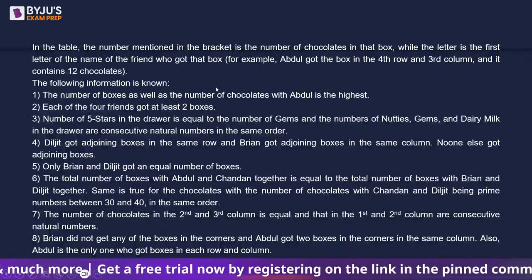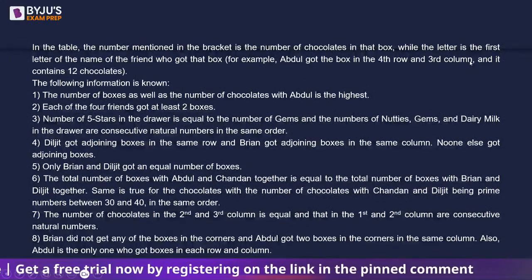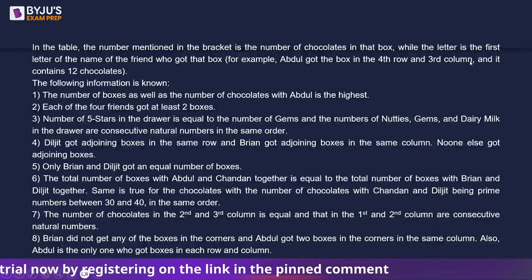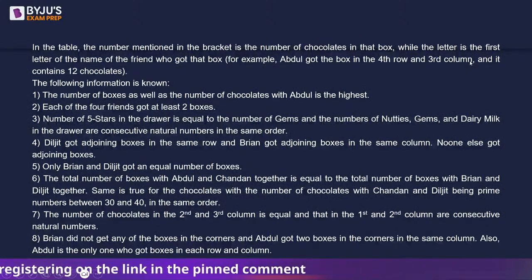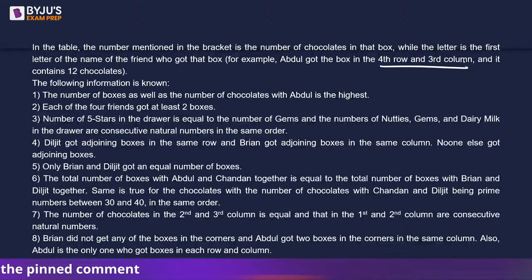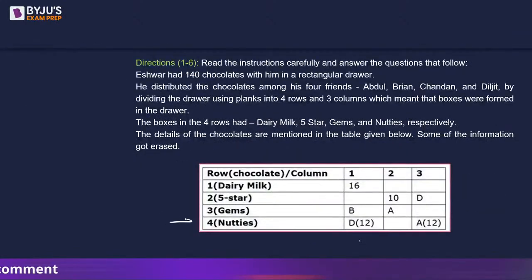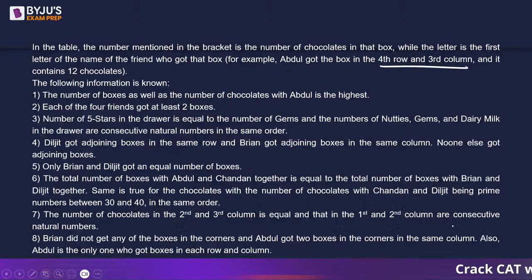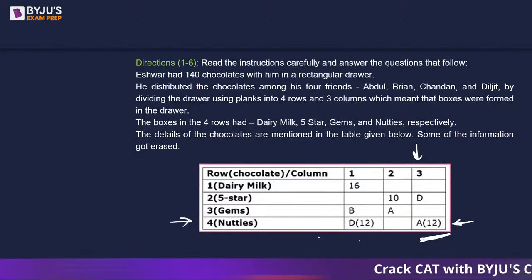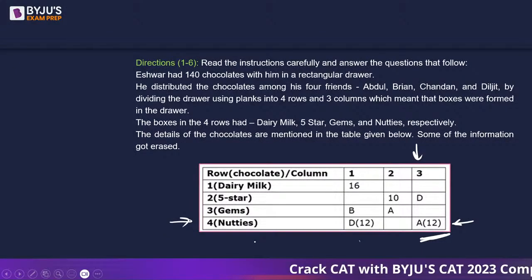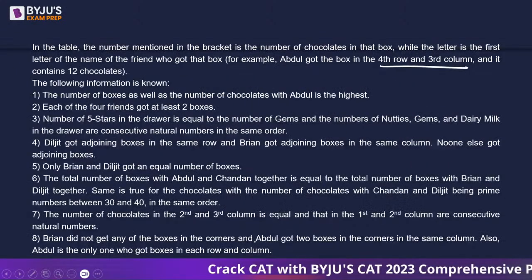Let's read the statements. In the table, the number mentioned in the bracket is the number of chocolates in that box, while the letter is the first letter of the name of the friend who got that box. For example, Abdul got the box in 4th row and 3rd column. So the 4th row and 3rd column, we are talking about this. And it contains 12 chocolates, and these 12 chocolates are specifically Nutties, right? The following information is known.